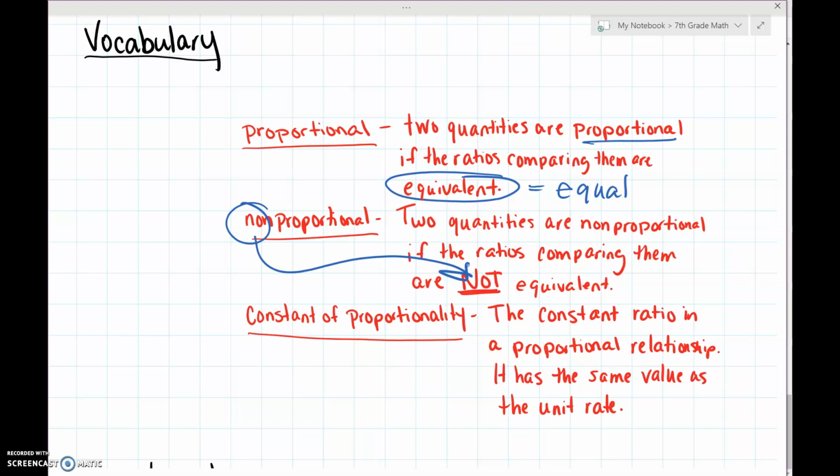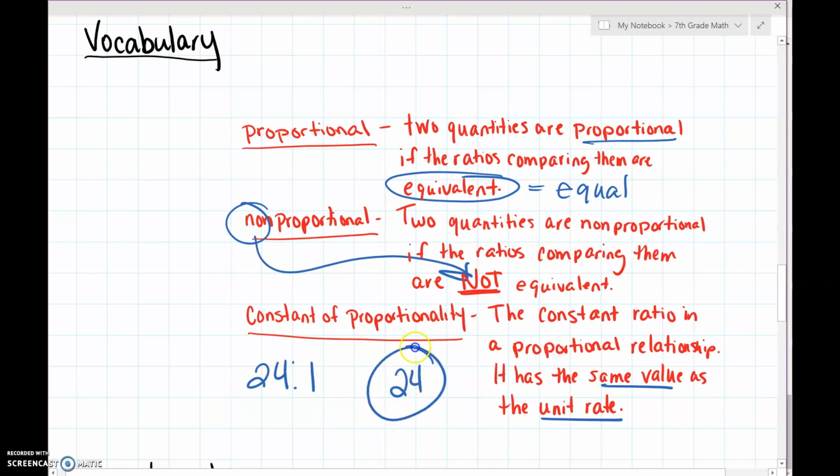In the constant of proportionality we just talked about, the constant is the same value as the unit rate. Again, 24 hours to 1 day. How many hours are in a week? I'm going to take the 7 days in a week, multiply it by 24. My unit rate, my constant of proportionality, is that number that I multiply by. It has the same value.